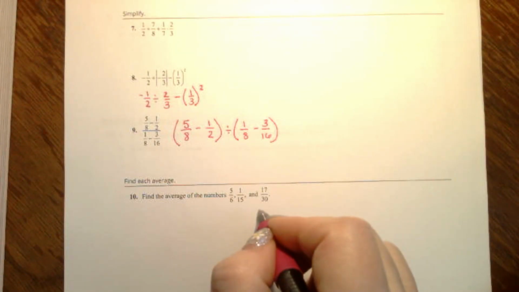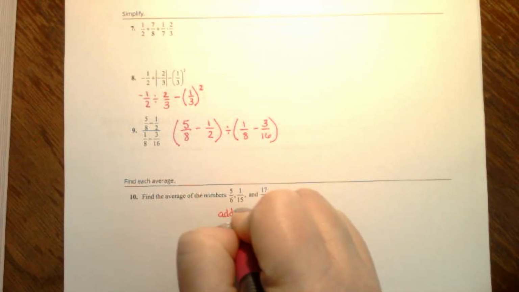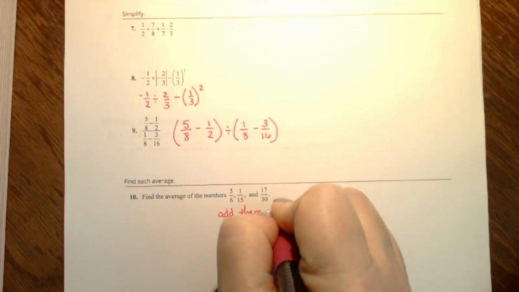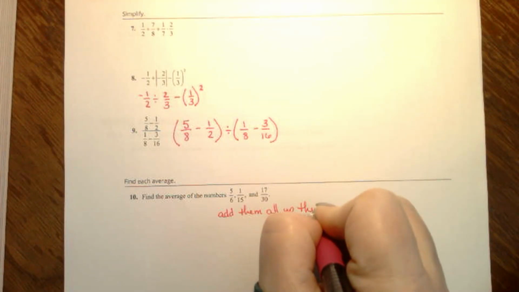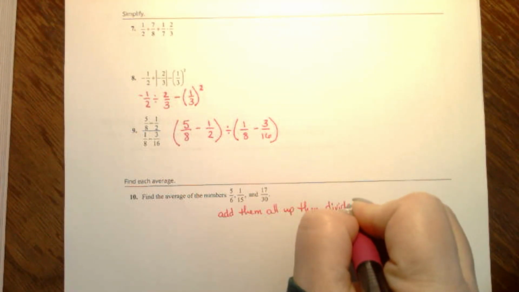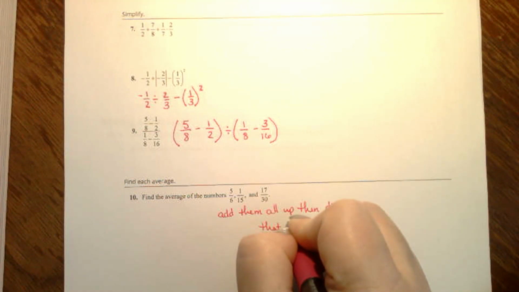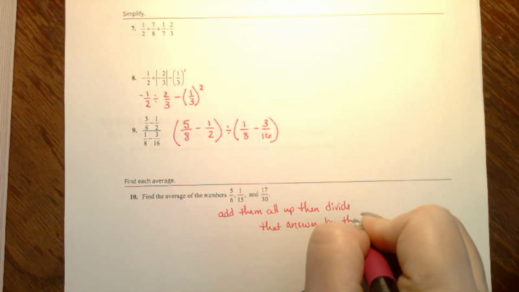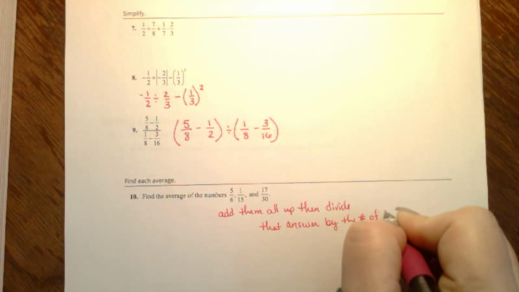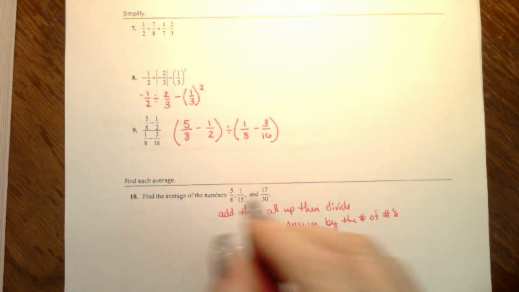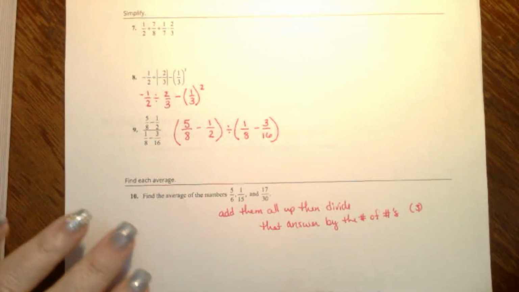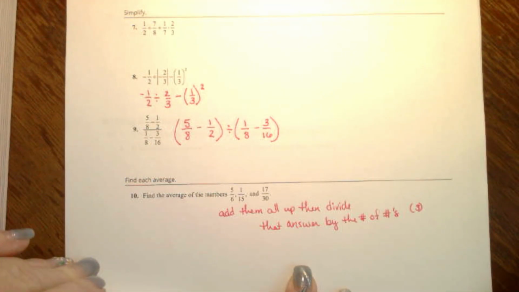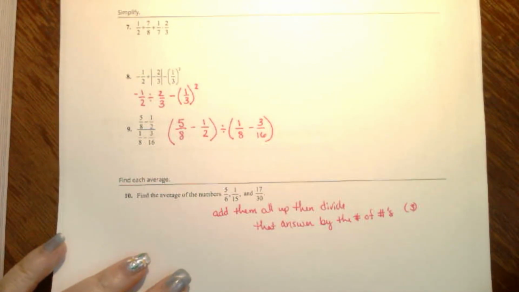To find the average of the numbers, you add them up. Then divide that answer by the number of numbers. In this case, 3, because there are 3 numbers. So I'm saying you can handle that. And that's the end of that section. See, I told you I could do it in under 10 minutes.